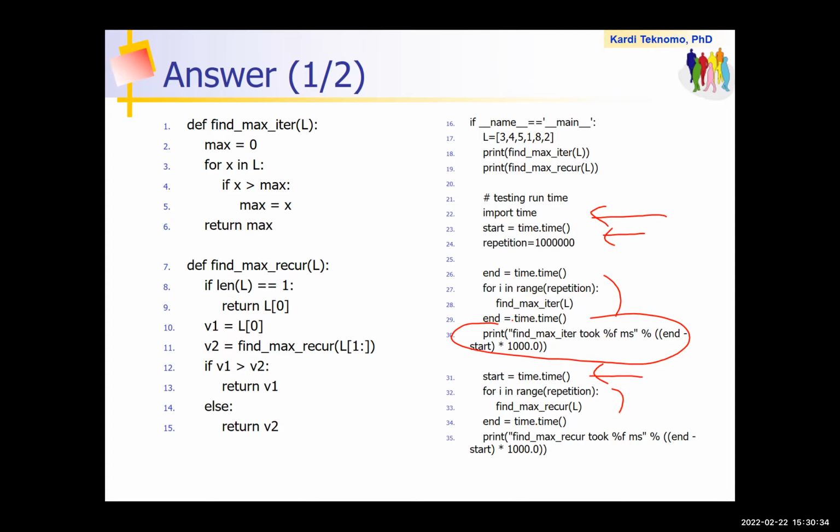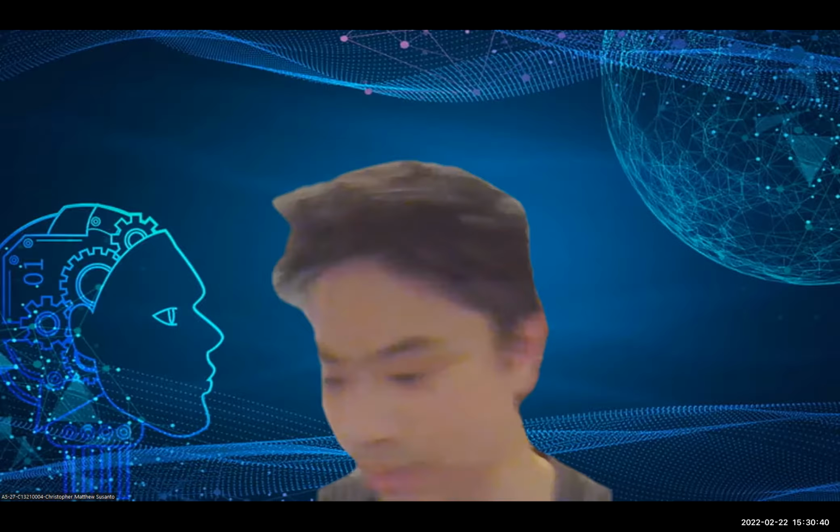Do you have this in your slide? Yes. Okay, cool. So I can stop sharing. Because the computer runs very fast, right? That's why you need to repeat 1 million times so that you can see the value. Right? You got it or not?